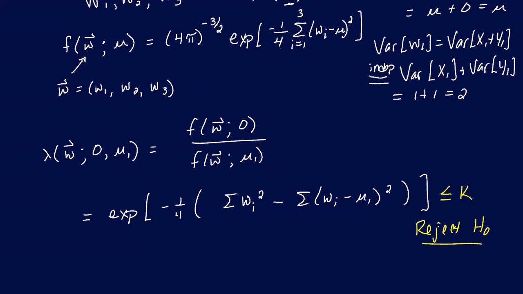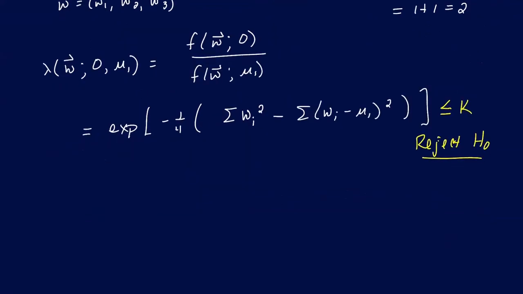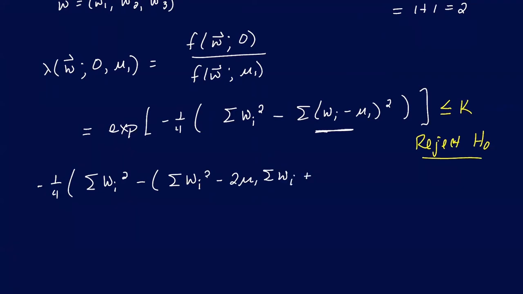And the next step is always to kind of simplify this and try to isolate the w's on one side of this inequality. So one thing I can do is take the log of both sides, and that will leave us with minus 1/4. While I'm here, I'm going to square this and run the sum through. So this is the sum of wi squared minus 2 mu1 sum wi plus 3 mu1 squared. So that's like your n mu1 squared, but n is 3.